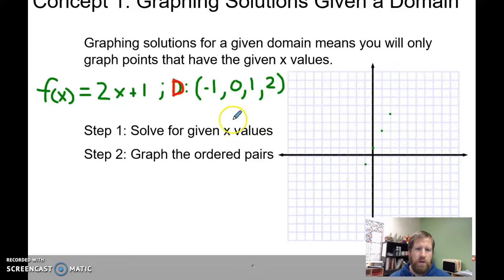So we solve for those given values. You can set up a table if you want, or you can do these steps individually. You can solve for the first one and then graph it, solve for the second one, then graph it. It's up to you how you want to approach that.